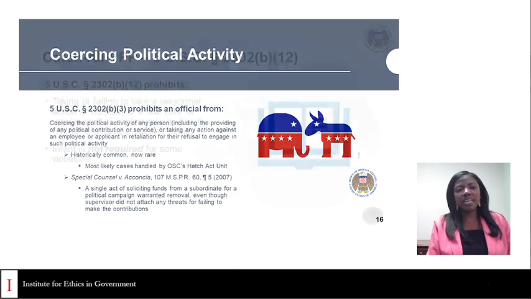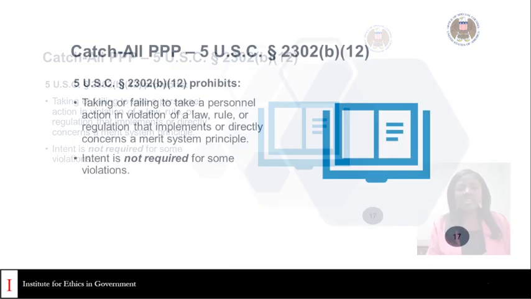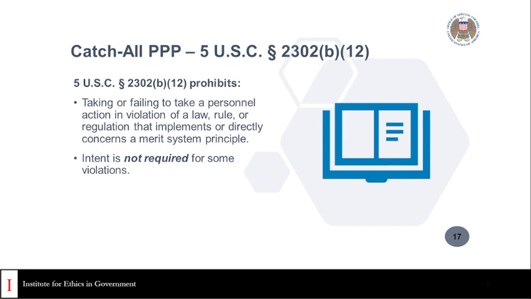The next PPP that we're going to talk about is B12. We call this the catch-all PPP. The reason we call it the catch-all PPP is because there are a lot of laws, rules, and regulations that can tie back to the merit system principles. Remember those merit system principles, those tenets within the federal government? There are a lot of laws, rules, and regs that tie back.